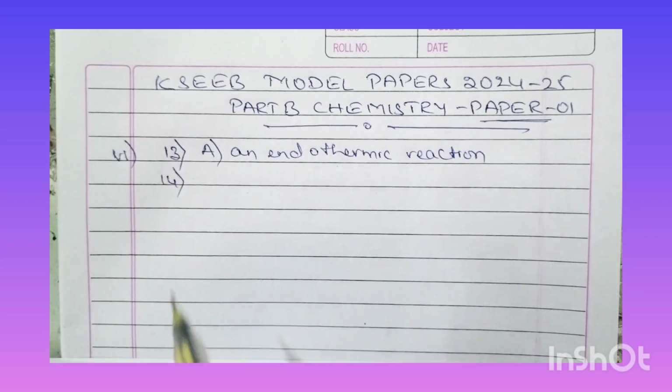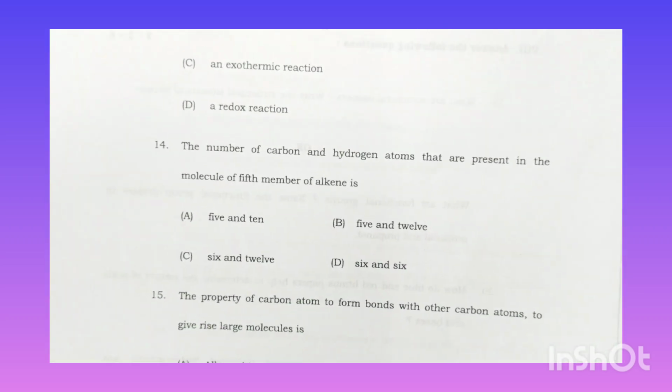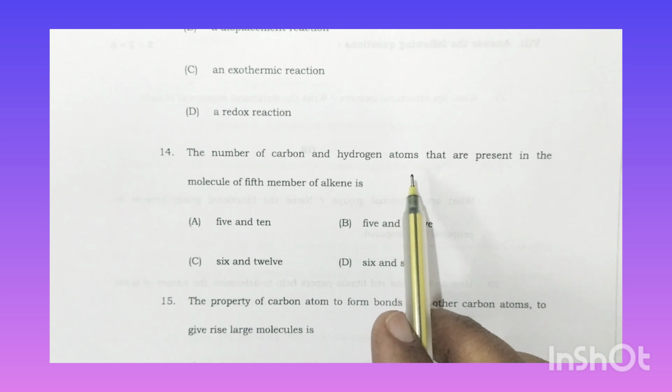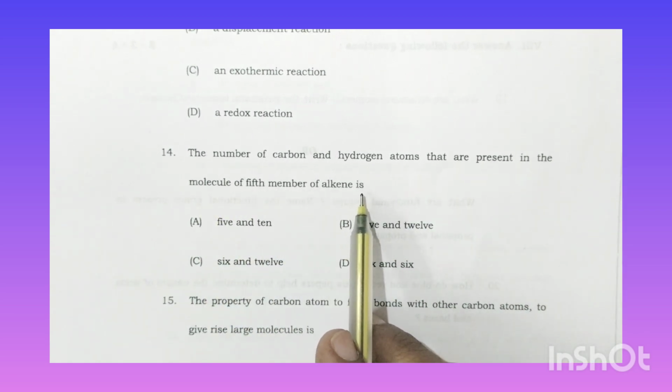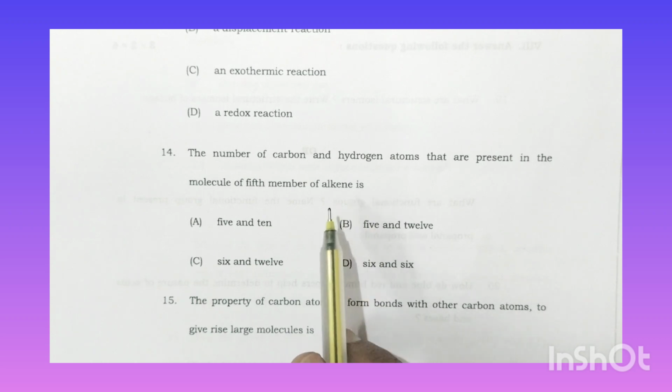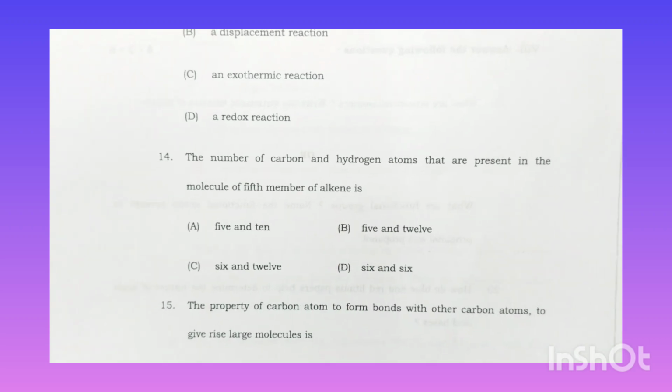Next, let us move for question number 14. The number of carbon and hydrogen atoms that are present in the molecule of the fifth member of alkene. So fifth member of alkene, let us see who the fifth member is.